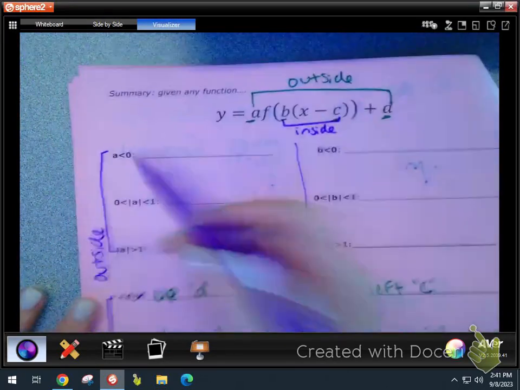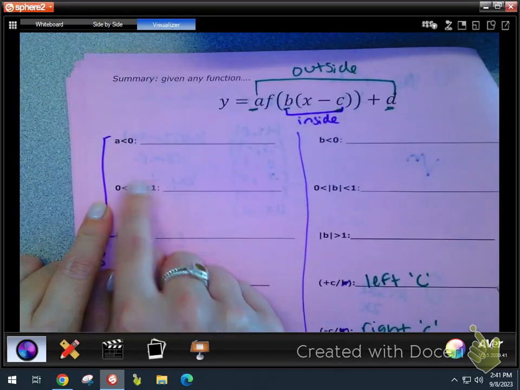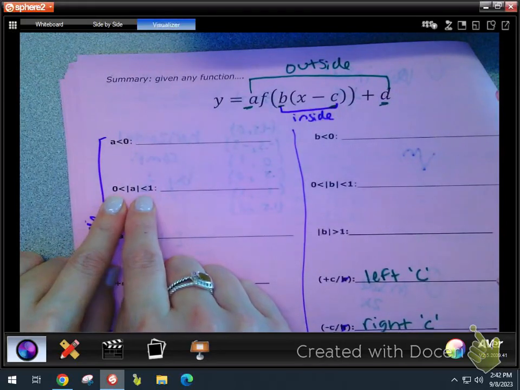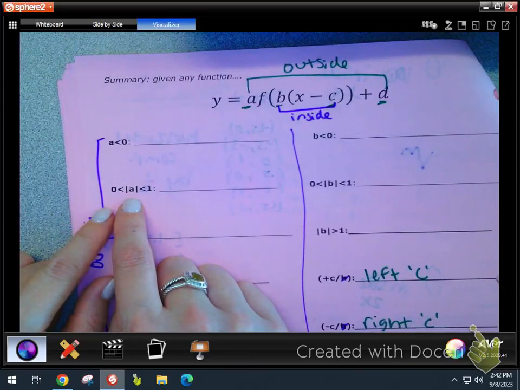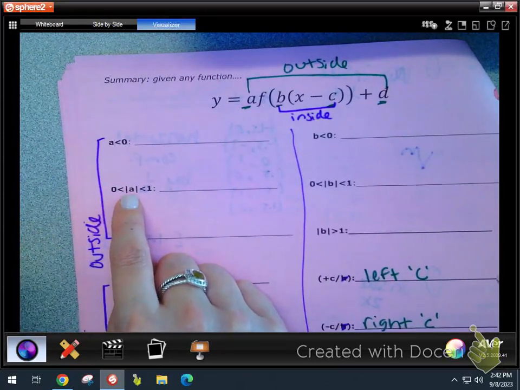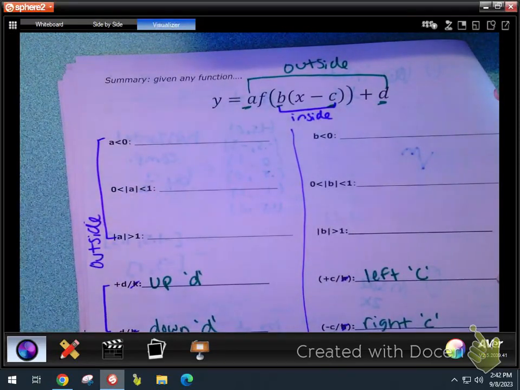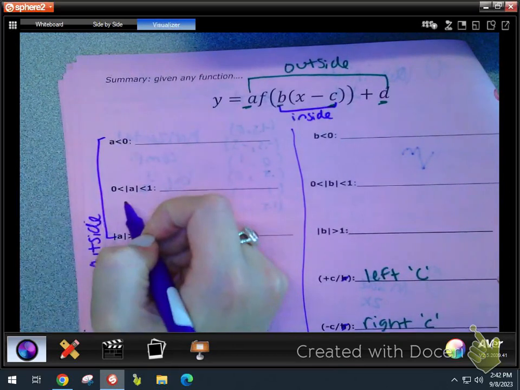All right. First thing, if that A value, what does this mean right here? How it's written? Ignore the absolute value bars for a second. What does that mean? A has to be between what two numbers? Greater than 0 but less than 1. What are some examples of numbers greater than 0, less than 1? 0.5. What else? 0.4, 0.3, 0.75. Okay, so if it is between 0 and 1, then that means that's your graph.